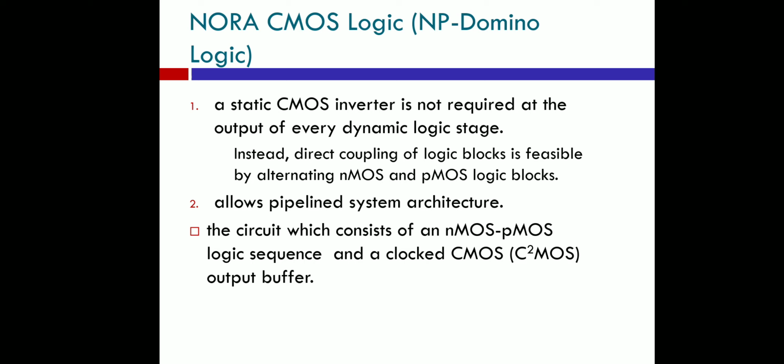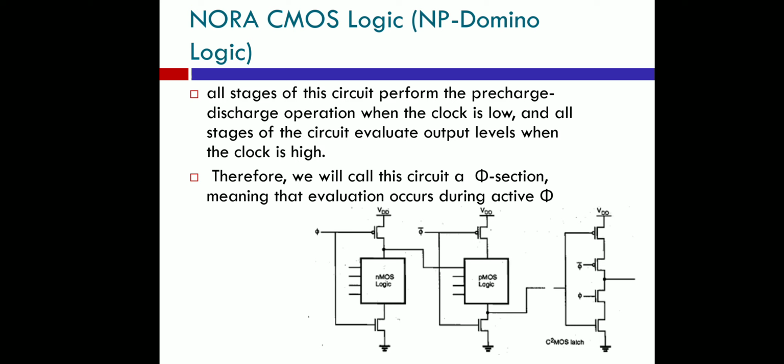So the circuit, which consists of an NMOS and PMOS logic sequence and a clocked C squared MOS output buffer. Okay, so this kind of system which we just now explained, that is all the stages perform the pre-charge and pre-discharge when the clock is low and evaluate when the clock is high. So we call this kind of NORA CMOS logic as phi section because they evaluate during the active phi when the clock is 1.